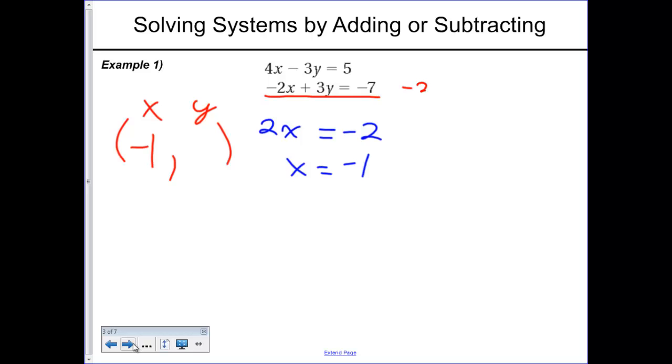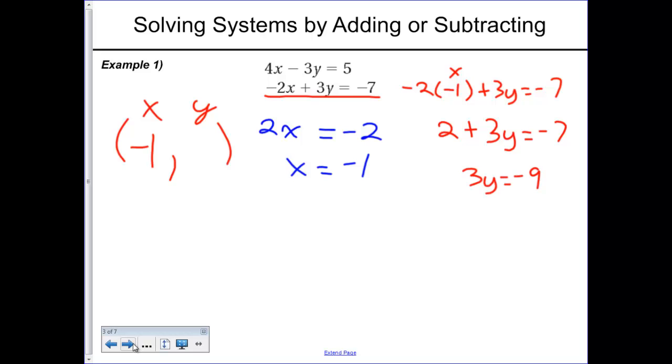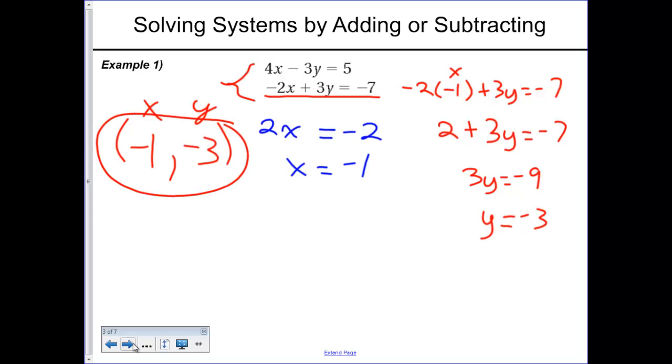So I have negative 2 times the negative 1, remember that was the x value coming in, plus 3y equals negative 7. This calculation is 2 plus 3y is equal to negative 7. I'm going to subtract 2 from both sides, so 3y is going to equal negative 9. Divide both sides by 3, and y equals negative 3. And there's my solution. Negative 1, negative 3 is the solution to this system.